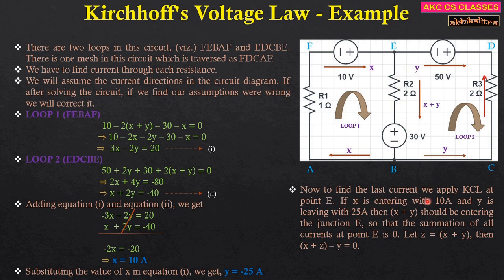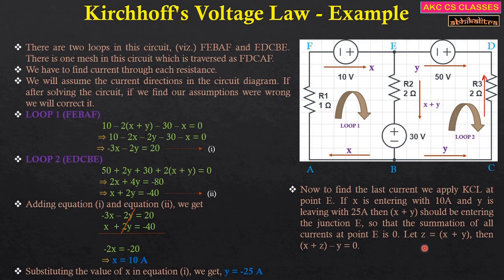So that is what we have said, that if x is entering with 10 ampere and y is leaving with 25 ampere, then x plus y should be entering the junction E, because if it doesn't enter the junction E, if it leaves, then KCL will be disobeyed, right? So the summation of all the currents at point E will be equal to 0 if this particular current is not leaving but entering the junction.